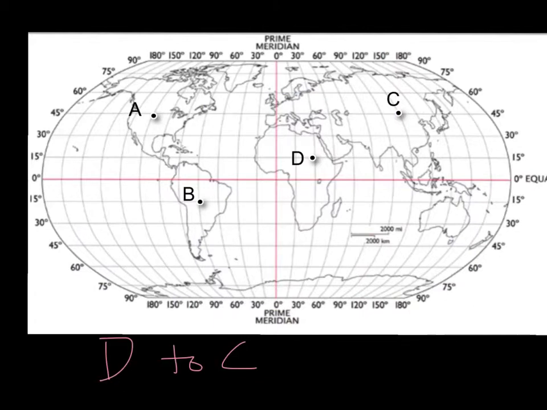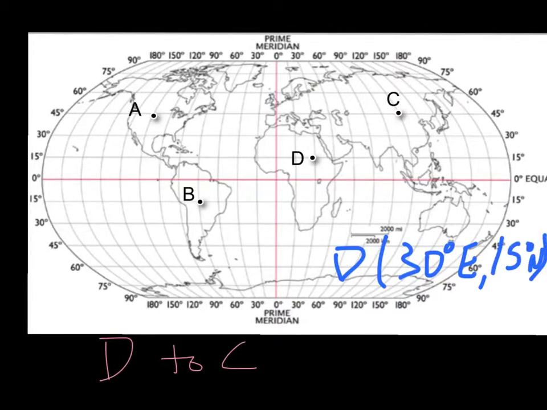So D gives me a coordinate of, let's see, my x value, if I trace it all the way down, is 30 degrees east. And looking at my latitude, I'm 15 degrees north. And then from C, my longitude tells me I am at 105 degrees east and 45 degrees north.